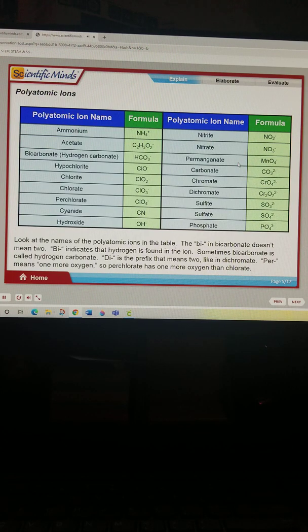Look at the names of the polyatomic ions in the table. The bi in bicarbonate doesn't mean 2. Bi indicates that hydrogen is found in the ion. Sometimes bicarbonate is called hydrogen carbonate. Di is the prefix that means 2, like in dichromate. Per means 1 more oxygen, so perchlorate has 1 more oxygen than chlorate.